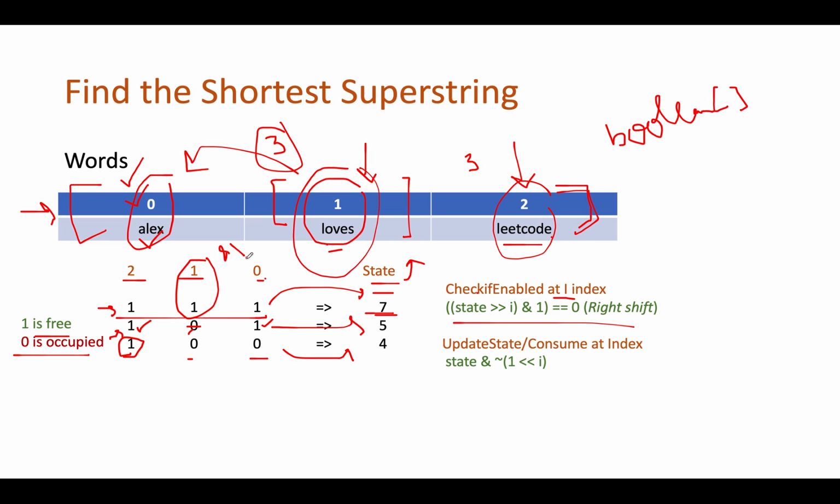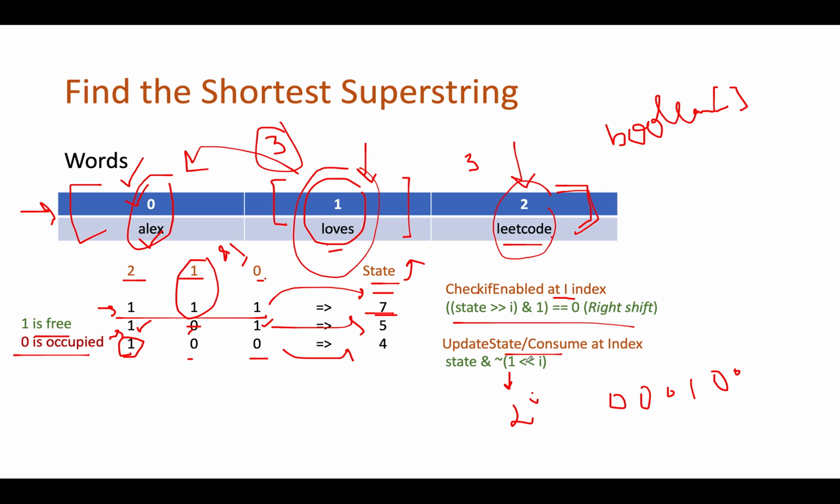If that comes out to be 1, that means it is available for usage. Otherwise, it's consumed. How will we mark a bit consumed? We will use a left shift operation. So let's say this is 2 raised to the power i, which is nothing but all the bits marked 0 apart from the ith bit.